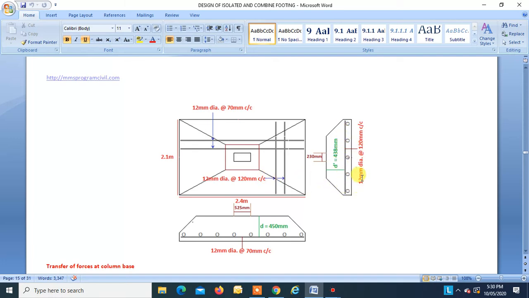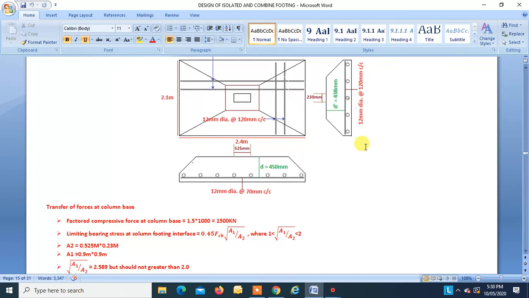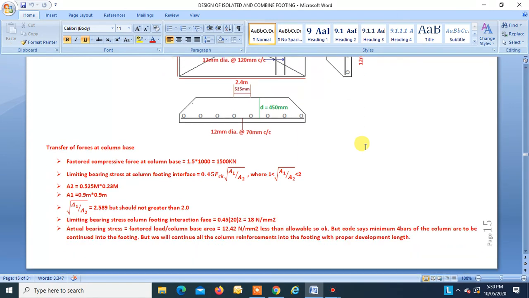Okay, that is 12 dia at about 120 center to center. So this is how we did the design of the trapezoidal footing, isolated footing. Now comes the last step, that is the check for bearing pressure.